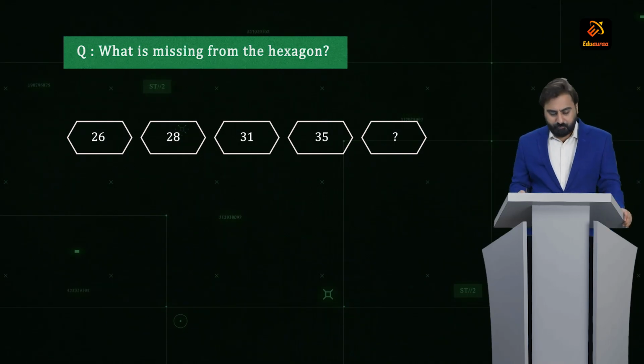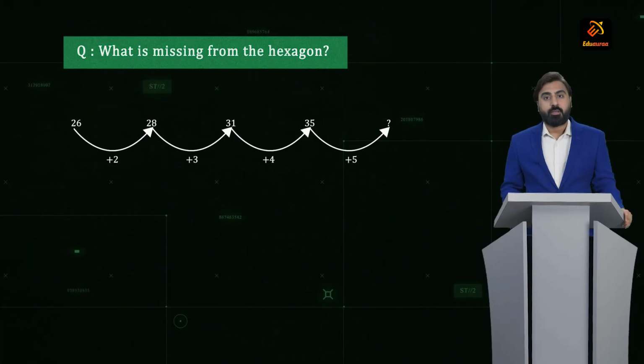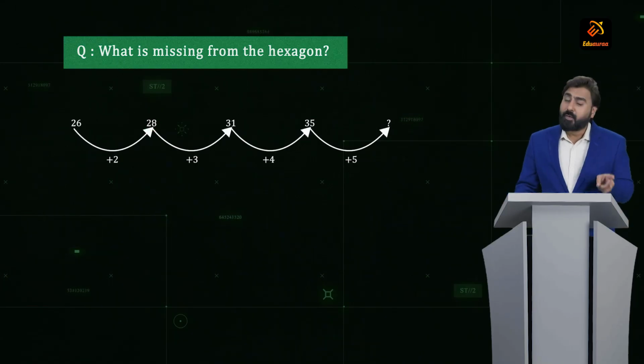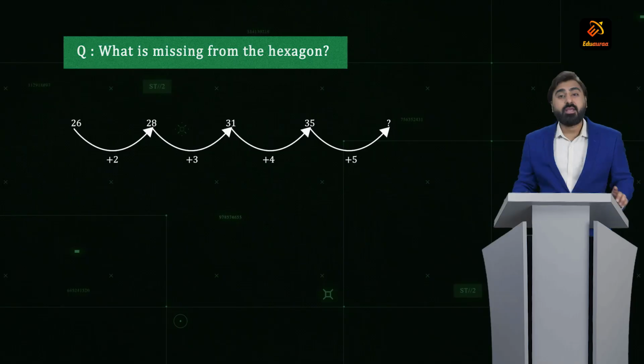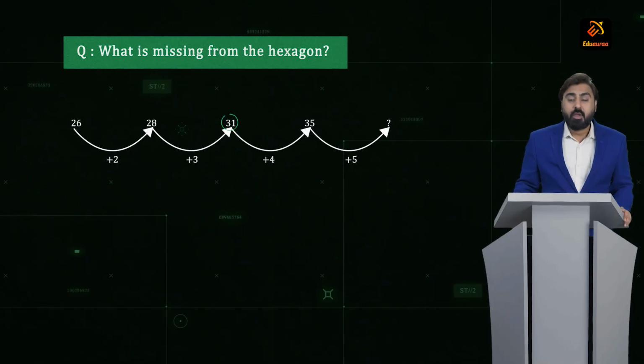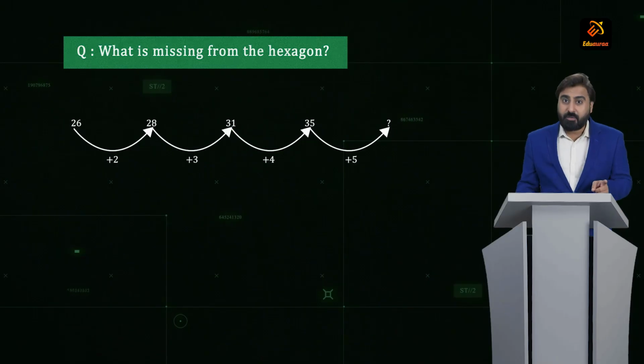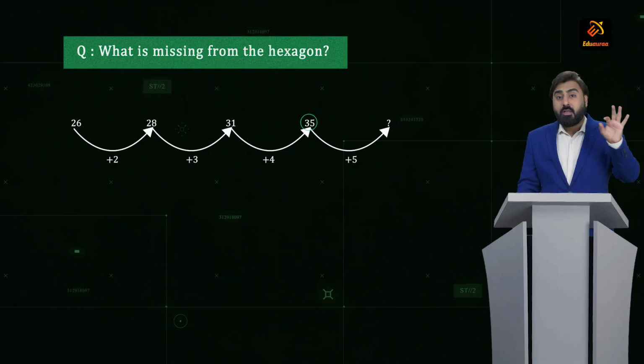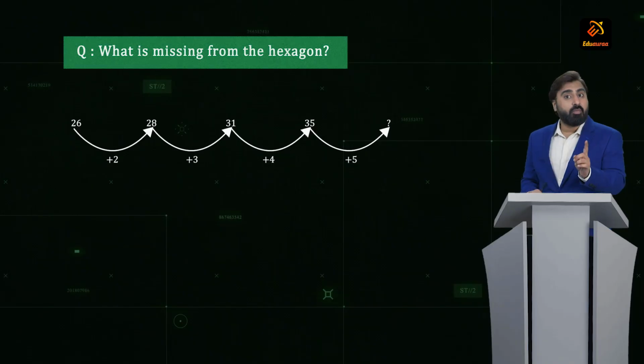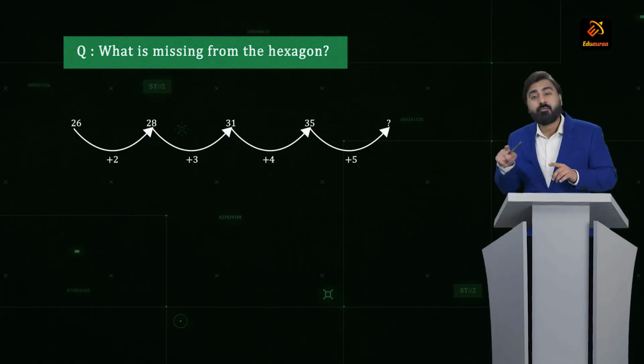How do we solve? Now, what is the first number? 26. If we add 2 to it, we get 28. What is the second number? 28. If we add 3 to it, we get 31. Third number, 31. Add 4 to it, 35. 35. The next number, how much do we have to add?